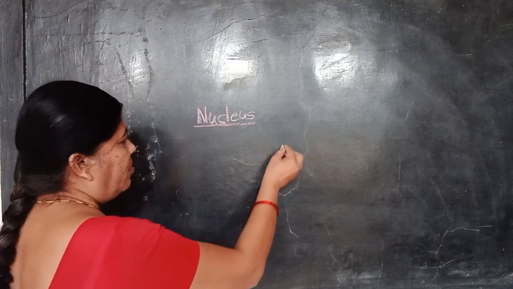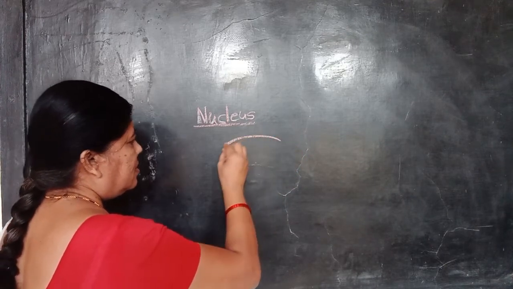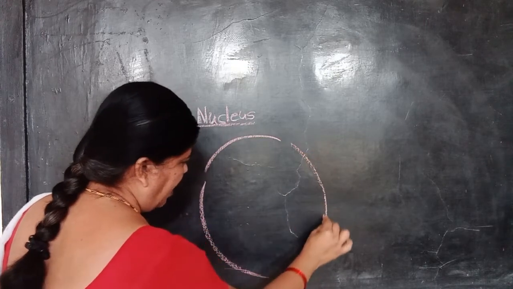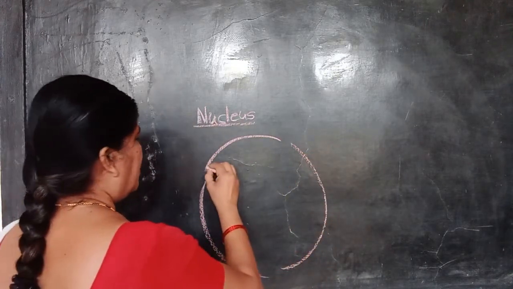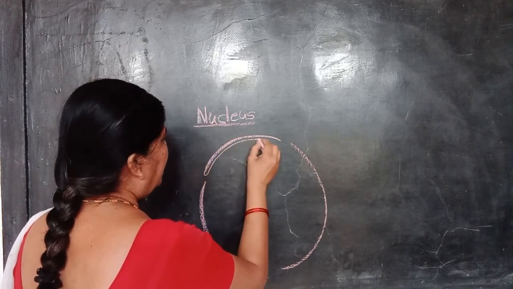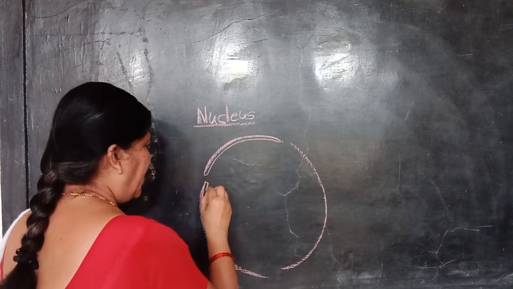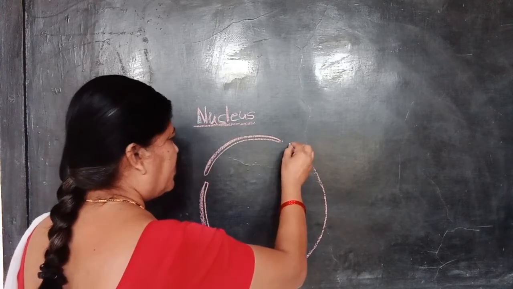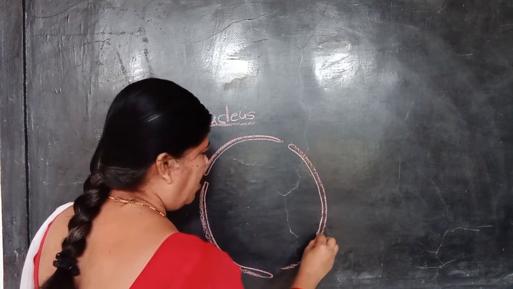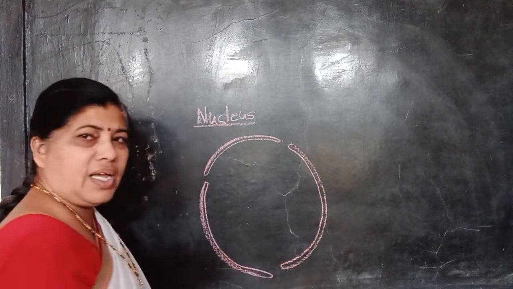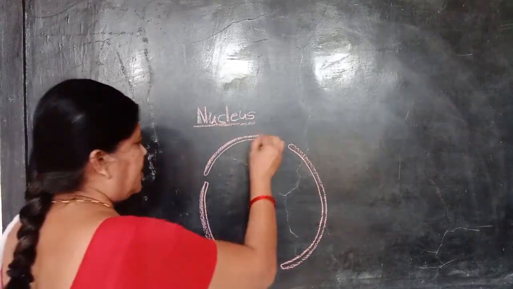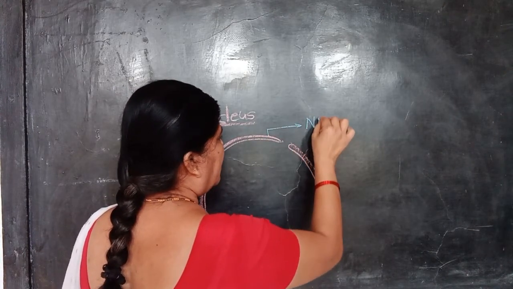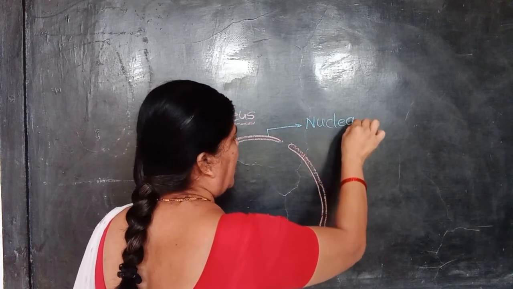So this is the diagram of the nucleus. Nucleus is bounded by a double membrane, and this double membrane is called the nuclear envelope. So nucleus is bounded by a double membrane and it is called the nuclear envelope. This is the nuclear envelope.